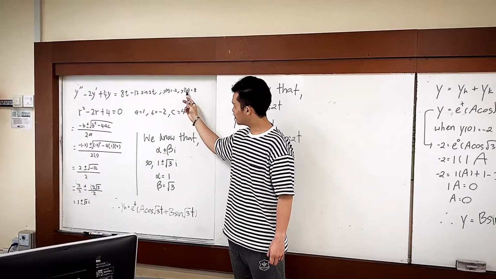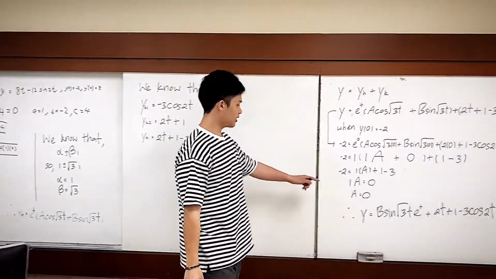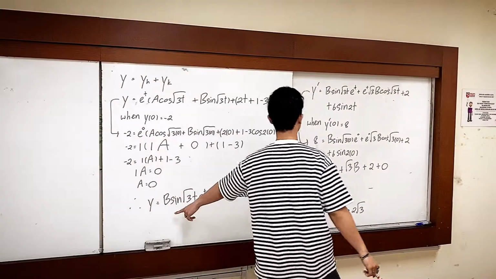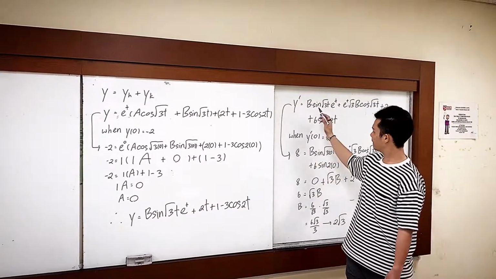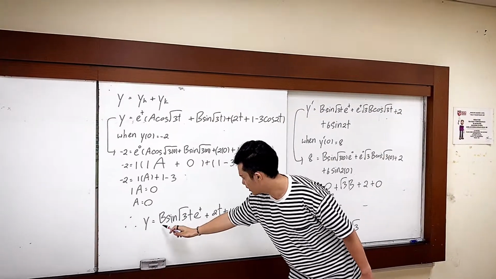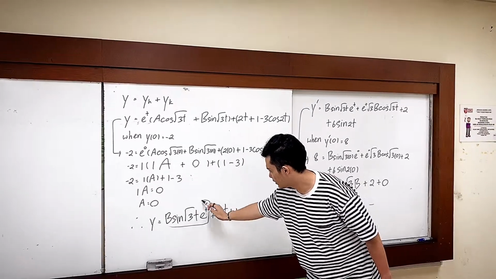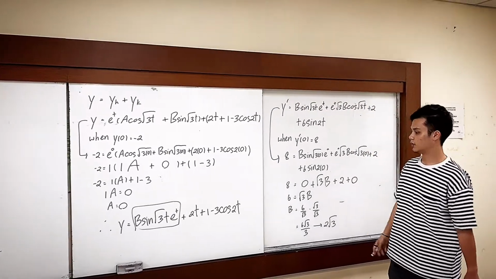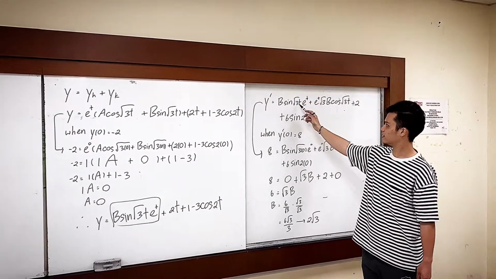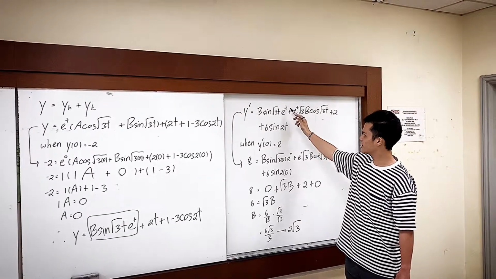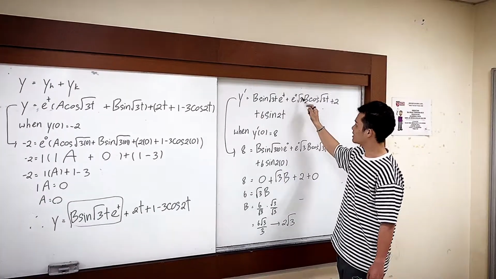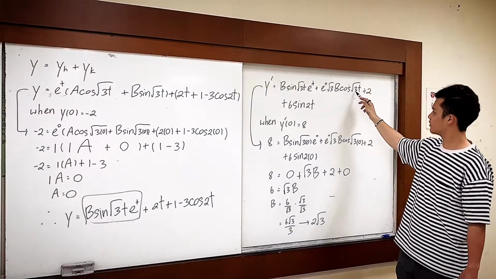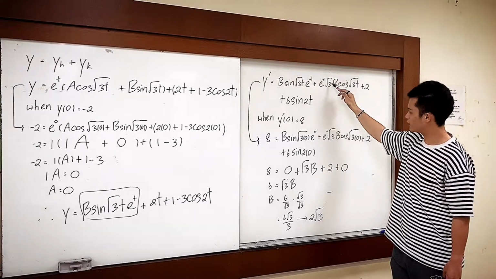y prime 0 equal to 8. But if you see, we get only y. So we have to differentiate this one. So I will show you. When you differentiate this one, it's a product rule. So you will get b sine square root 3t exponential t plus exponential t square root 3. Differentiate sine, you get cos. You have to differentiate inside again. You differentiate inside this one, you get square root 3.